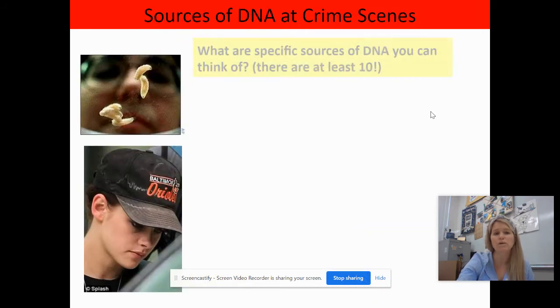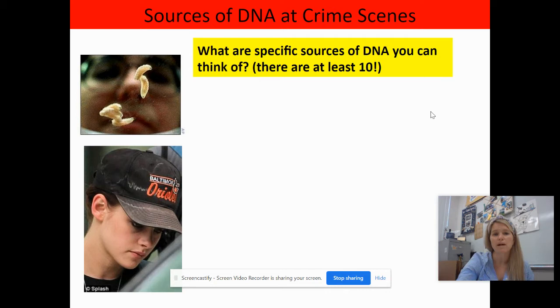All right, so different sources of DNA at the crime scene. There are at least 10 on a kind of list that a CSI would look for. So take a minute and see if you can think of a couple in your head, and then I'll go through these. You'd be surprised. I don't think you guys realize all the places that DNA would be found. Okay, so let's take a look at them.